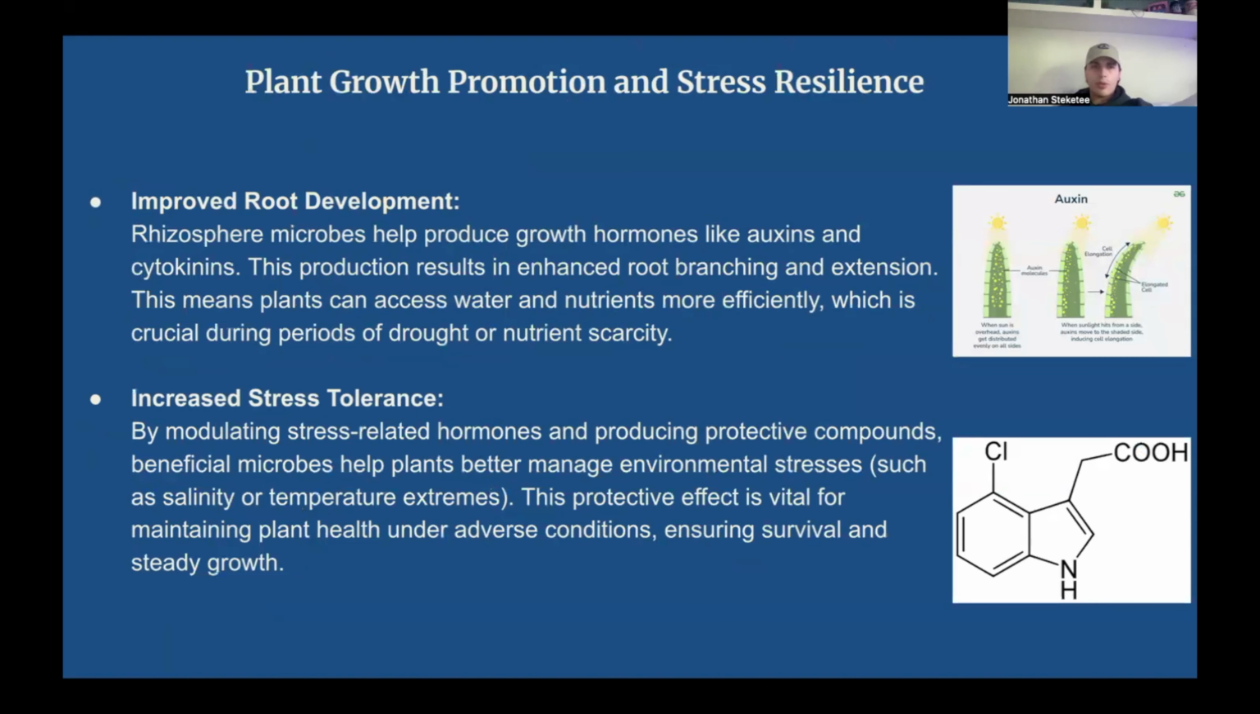Plant growth and promotion is next. So this is the rhizosphere microbes producing growth hormones and stress-related hormones. These are familiar to us as we learned in class about auxins and cytokinins, and these are actually things that these microbes are producing for enhanced root branching, extension, and better access to water and nutrients for the plant. Down here, we're talking about stress-related hormones, which really are just producing protective compounds, and beneficial microbes are helping the plant better manage environmental stresses such as salinity or temperature extremes and changes.